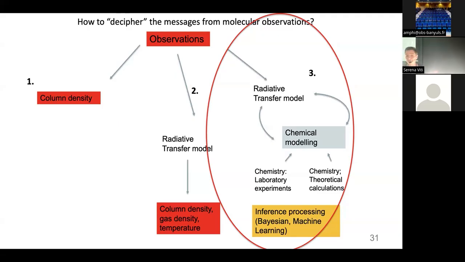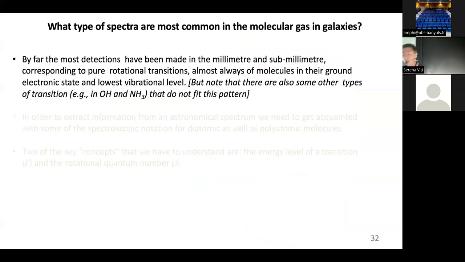And of course, in my remaining time, I won't be able to cover it all, but I'm hoping to give you a flavor of how we use molecules to interpret molecular observations in galaxies. So let me continue more on the observational side. I've already mentioned that most of the detections occur in the millimeter and submillimeter.